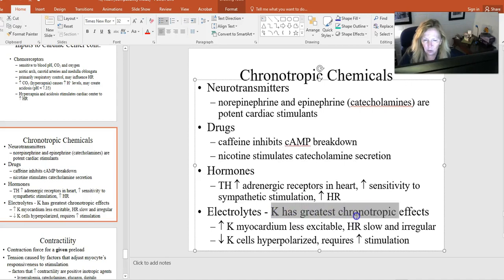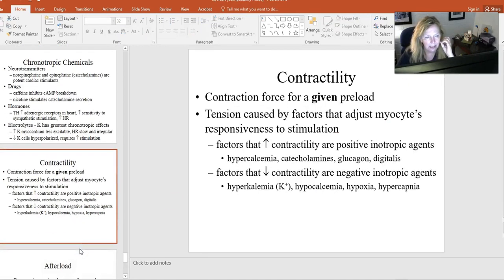Potassium has the greatest chronotropic effects, and most of you already know that potassium being out of balance can be the most dangerous electrolyte to be out of balance. If it's too much potassium, then it's going to be less excitable, or too little is also going to be a problem. So either way, too low or too high can lead to heart arrhythmias and can lead to cardiac arrest. So potassium needs to be balanced and maintained.